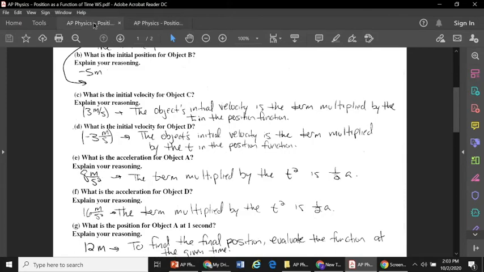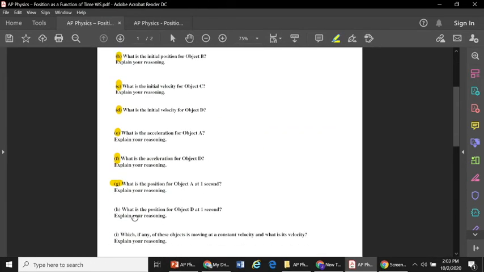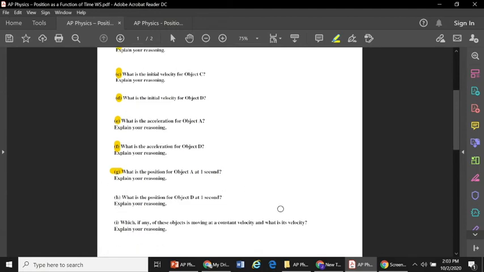Okay. And the last part, pretty simple here. Last part, that's H, says, what is the position for object D at 1 second? Let's just forget that because that's a repeat of the last one. That's not that hard. Let's go to I. It says, which, if any of these objects is moving at a constant velocity, and what is its velocity? Take a second to pause this video and think about I. Take like 2 minutes to do that, and when you hit play, we'll go over it.